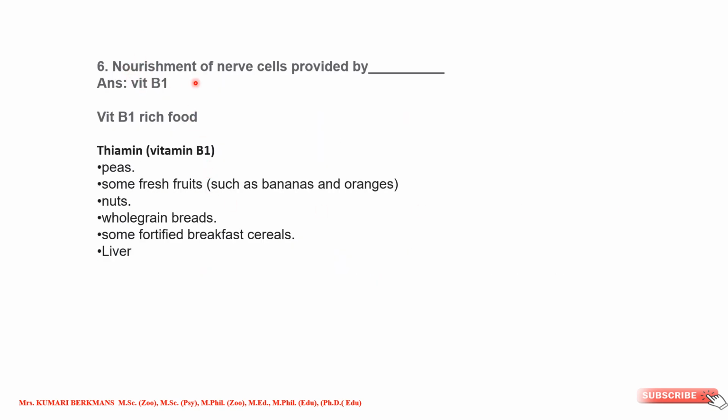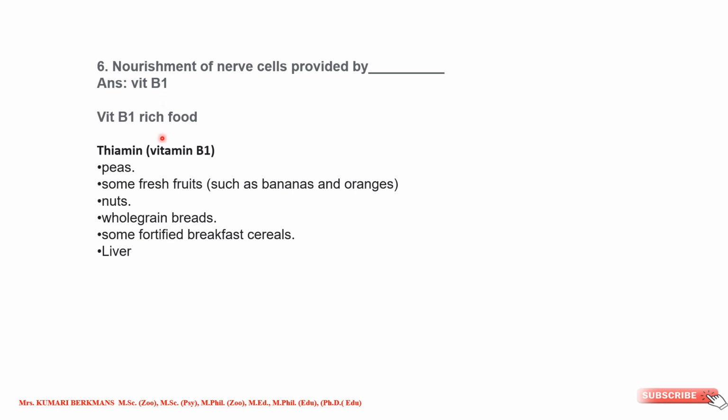Now, nourishment of nerve cells: each and every nerve cell is nourished by vitamin B1. So vitamin B1, that is thiamine, is very important, because the brain is made up of millions of nerve cells, and also the spinal cord and the side nerves and terminal nerves. Every nerve is nourished by vitamin B1. So vitamin B1 is very important for your nervous system.